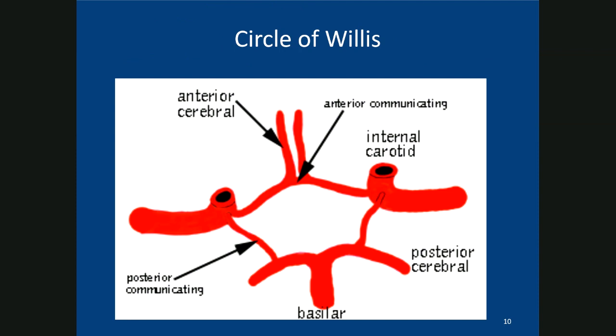The circle of Willis. The basilar artery is the vessel in the back of the brain, okay? And only 50% of the population has a complete circle of Willis. So we have the posterior cerebral vessels connected to the carotids, the internal carotids rather, by the posterior communicating arteries. And then we have the anterior cerebral vessels connected to the internal carotids by the anterior communicating, okay? And again, only 50% of the population has a complete circle of Willis.